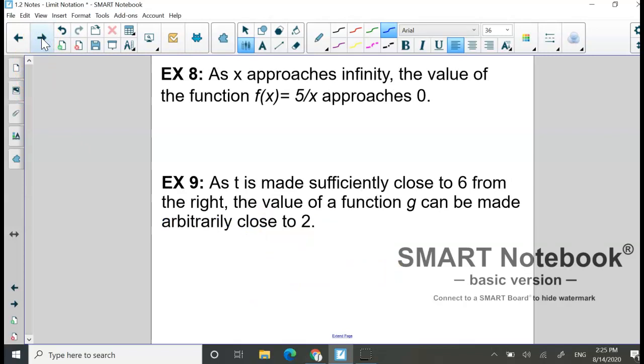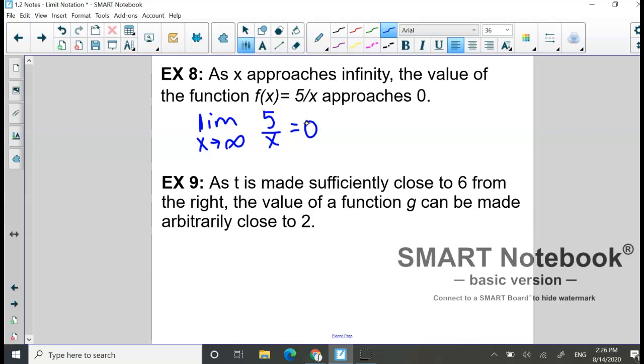As x approaches infinity, the value of the function f of x equals 5 over x approaches 0. So for number 8 here, as x approaches infinity, so we know we're going to be doing limit as x approaches infinity. The value of the function f of x equals 5 over x. Again, you can use f of x or 5 over x just to mix it up a little bit. Let's just put 5 over x. And this time it tells us as x approaches infinity, the value of the function approaches 0. So that means this limit equals 0.